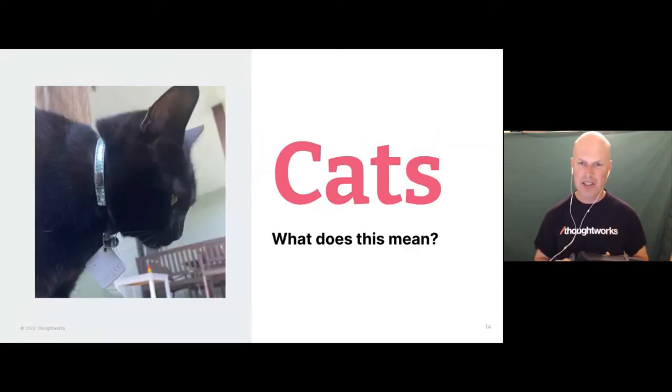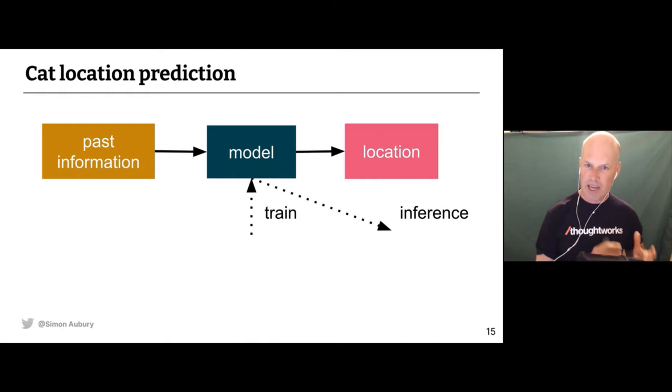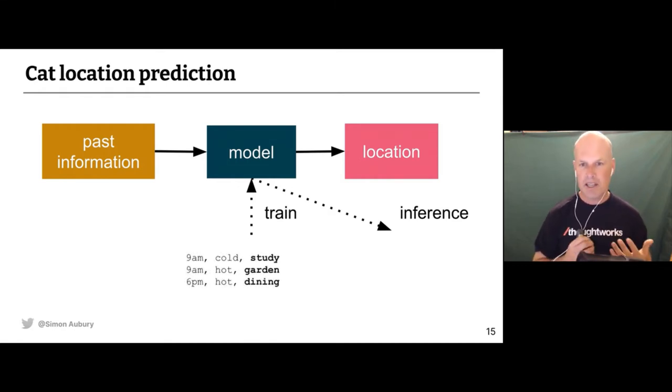So you're thinking to yourself, well, that's interesting, but how does that help me with cats? What does that mean to me? We can take this exact same thinking and apply it when we want to do something interesting, like determine where a cat is. So instead of taking transactional information from a banking system, we can take some historic observations about where a cat has been. For example, if I observe that at 9 a.m.